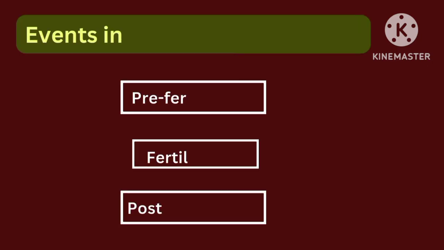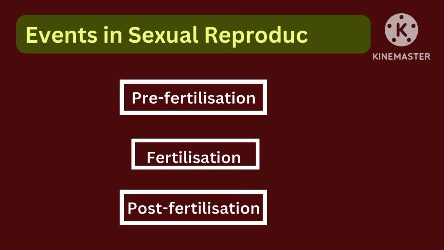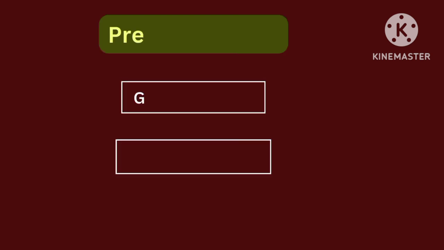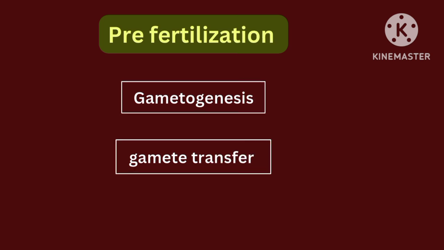Events in sexual reproduction: pre-fertilization, fertilization, post-fertilization. Pre-fertilization: all the events prior to fusion of gametes are included in it. It includes gametogenesis and gamete transfer. Rhizome, sucker, tuber, offset and bulb.